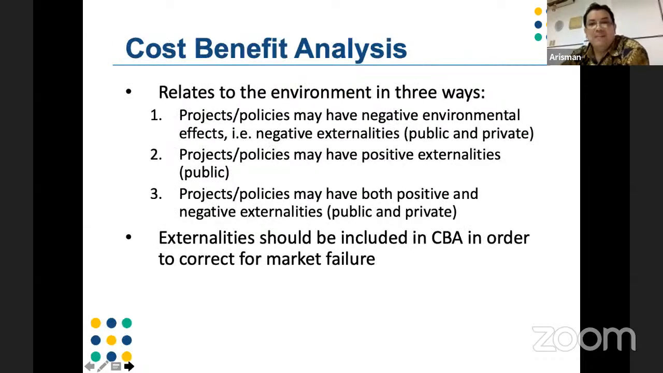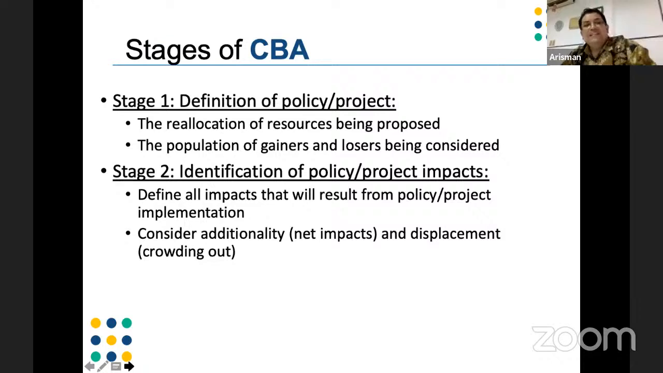So related to the environment, there are three ways. A project or policy may have a negative environmental impact or effect. We call it negative externalities. The second one, some projects or policies may also have positive externalities, and the last one, a project and policy may be both positive and negative. Externalities should be included in the cost benefit analysis in order to correct the market failure. These are the stages of CBA, or cost benefit analysis.